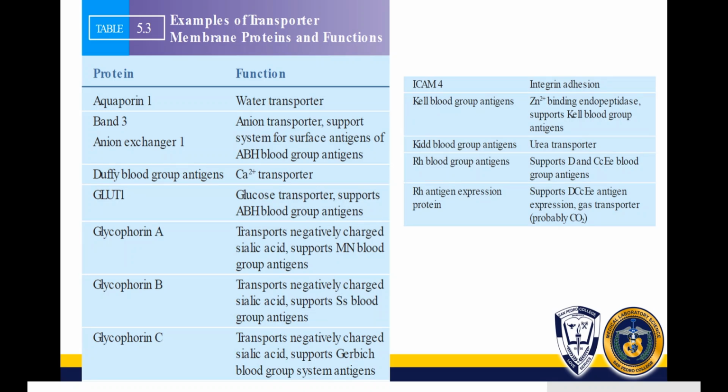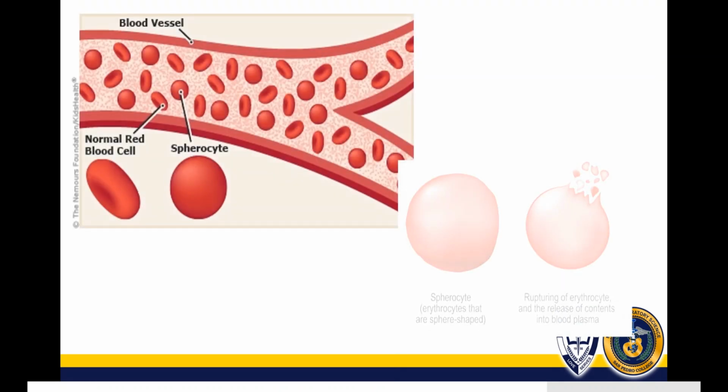Now, an example of an RBC having an abnormal shape is this, a spherocyte. Kindly take a look at the difference in the shape of the normal red blood cell and a spherocyte. A normal RBC has a biconcave shape, whereas a spherocyte has a spherical shape. Now, this type of cell cannot withstand osmotic pressure as much as a normal RBC. Now, what do I mean?